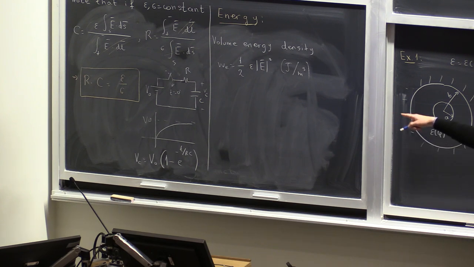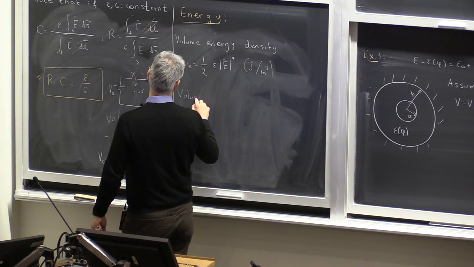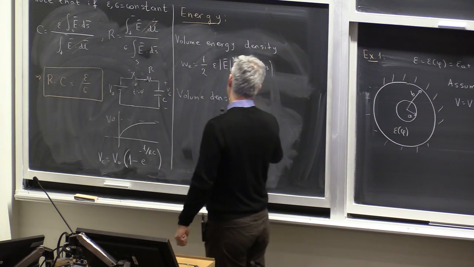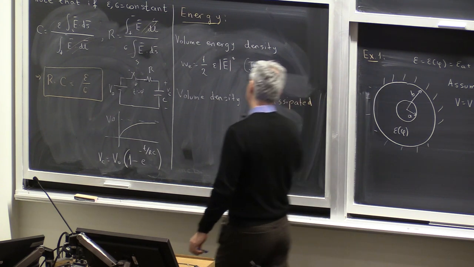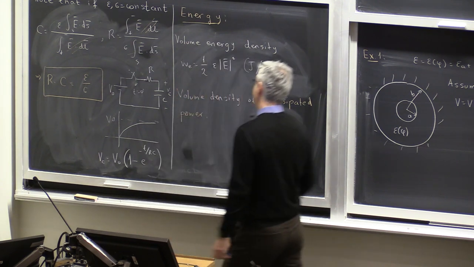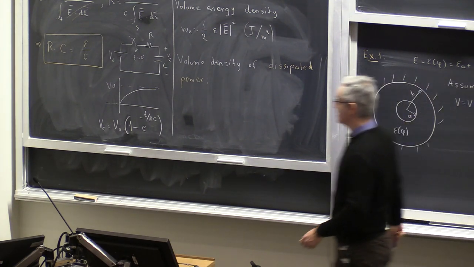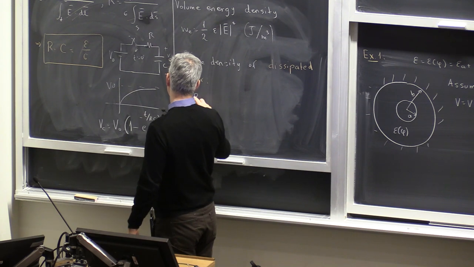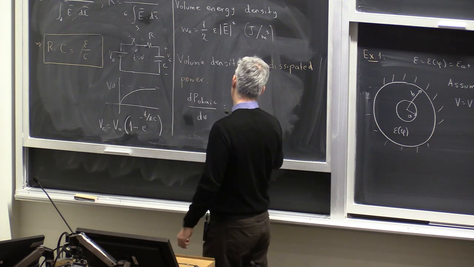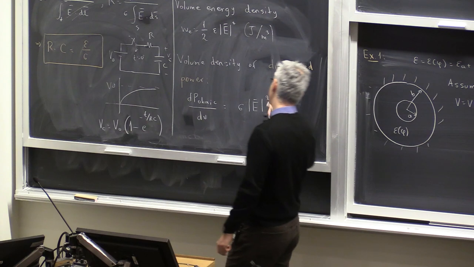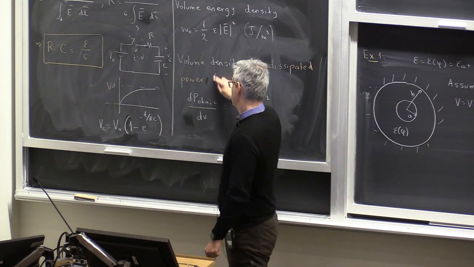And in the case of the conductivity, we also have power dissipated. And the volume density of dissipated power in the presence of some conductivity, this is what we call ohmic power.